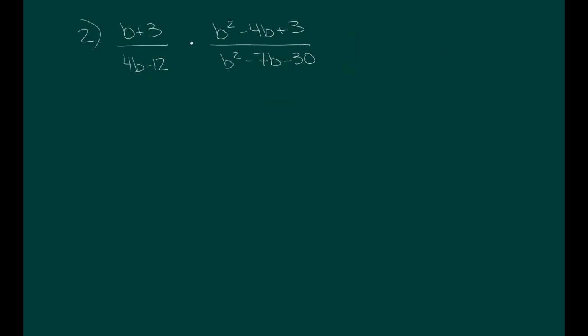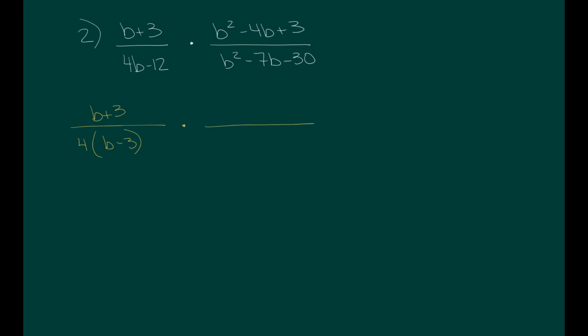In this problem, I'm going to have to factor before I can do anything. So let's factor what we can. In this top numerator, there's really nothing you can do, so I'm going to leave it b plus 3. In the denominator, I can factor out a 4, so I'd be left with 4 times b minus 3.